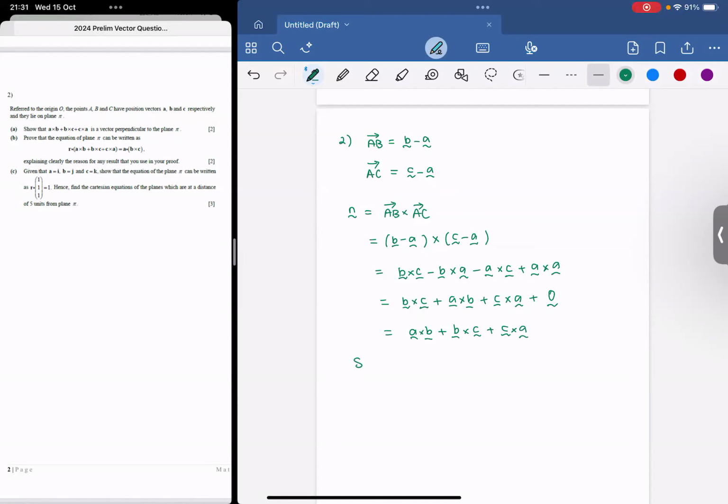Okay, since the normal vector is perpendicular to the plane, this is perpendicular to the plane.